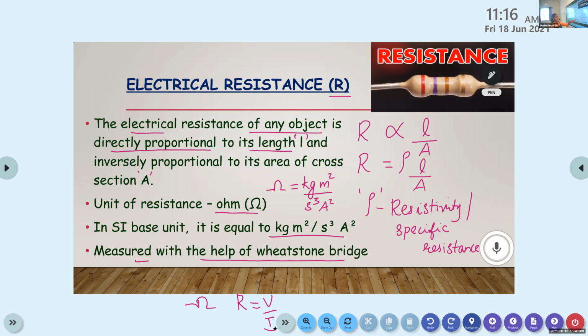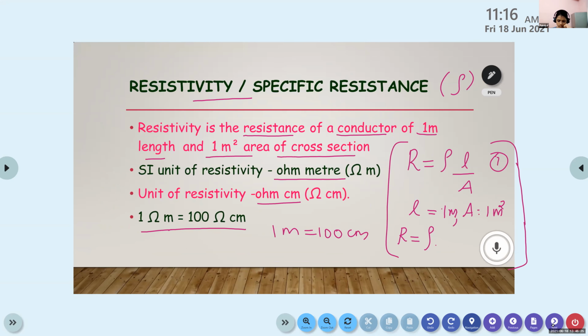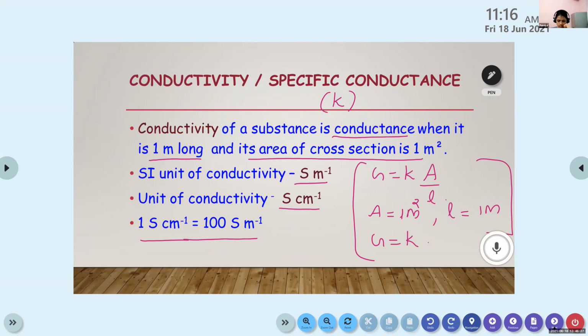Kilogram meter square by Siemens cube into ampere square is related to voltage and current, not to this equation. You have to just learn the unit of resistance as ohm. No need to write or learn this one, it is just equal to this. That's enough. Okay, ma'am. Clear? So 1 Siemens centimeter inverse is equal to 100 Siemens meter inverse.